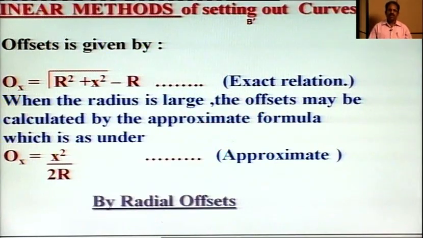For calculating offset, a formula is given: OX is equal to square root of r square plus x square, minus r. So, this is the exact relation. When the radius is large, the offsets may be calculated by the approximate formula, which is as under. OX is equal to x square divided by 2r, when the radius is large.